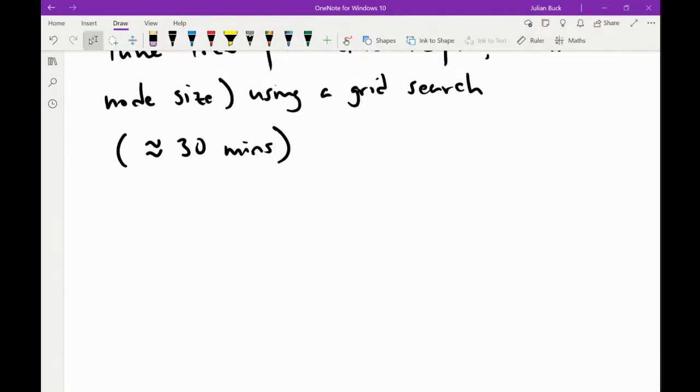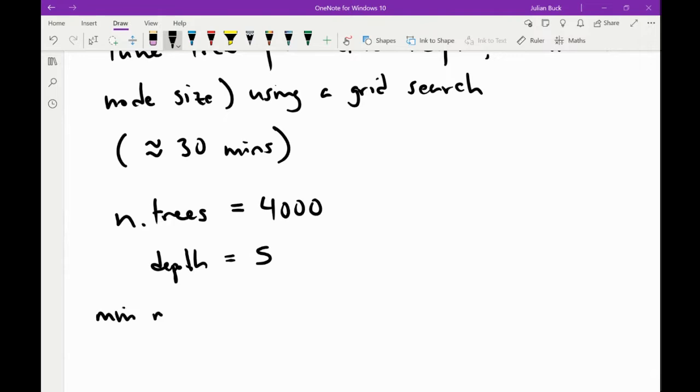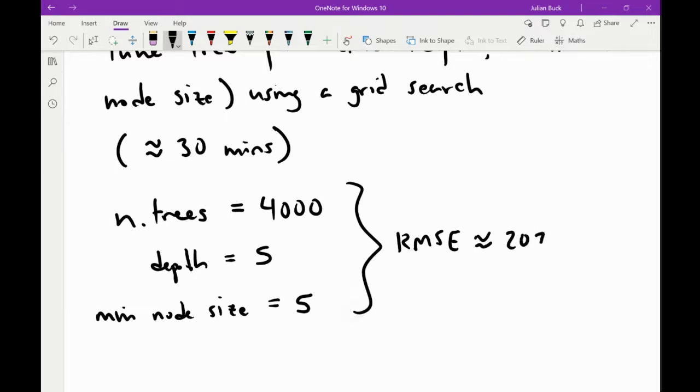Again, we're cross-validating as we go, and so the number of trees is sort of being tuned as this happens. What we end up with after this is that the number of trees is 4,000, the max depth is 5, and the minimum node size is also 5. And with those values, the best cross-validated root mean square error is about 20,700.